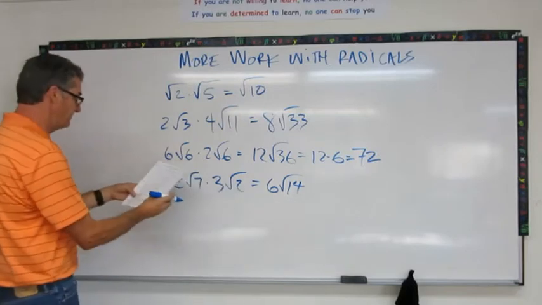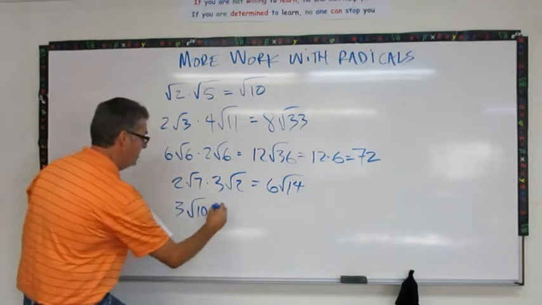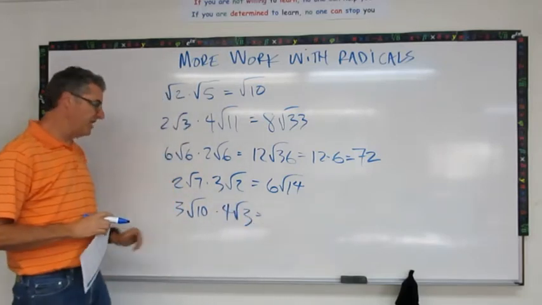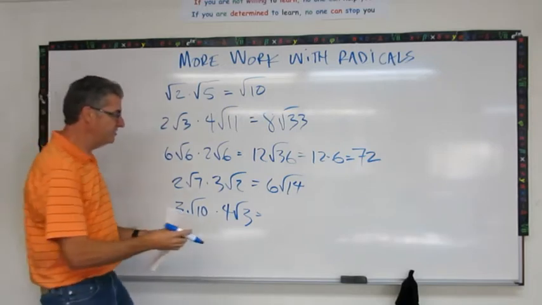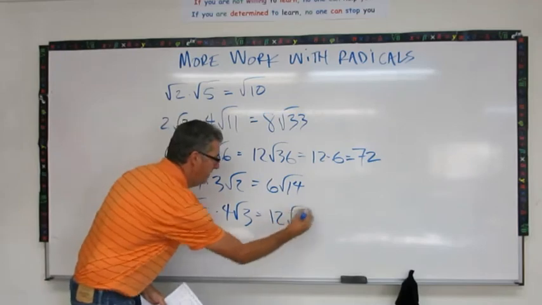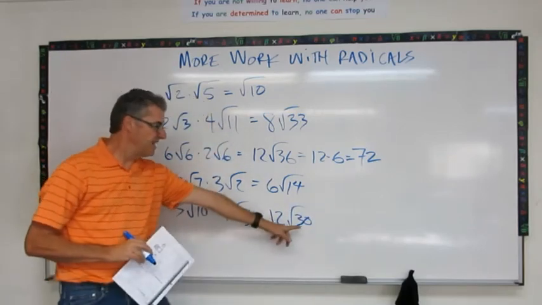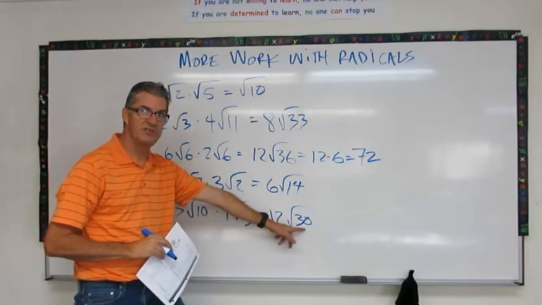Here's another one. Pause the video, give that a shot. Okay, let's see how you did. 3 times 4 is 12. 10 times 3 is 30. Last step, is that a perfect square? Nope, leave that as it is, so 12 root 30 is our solution.